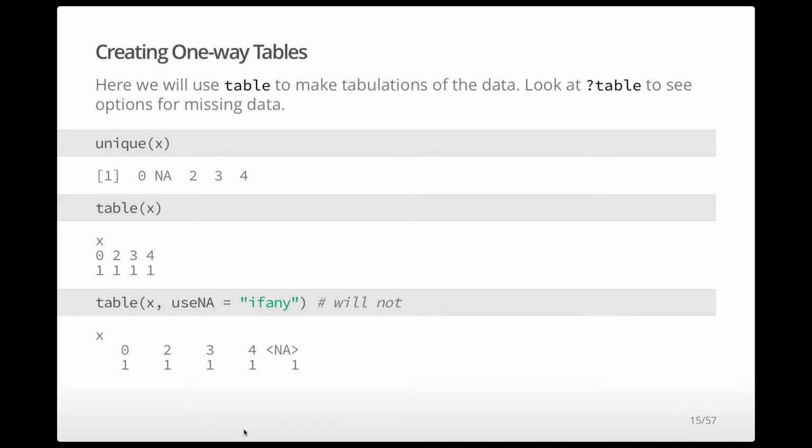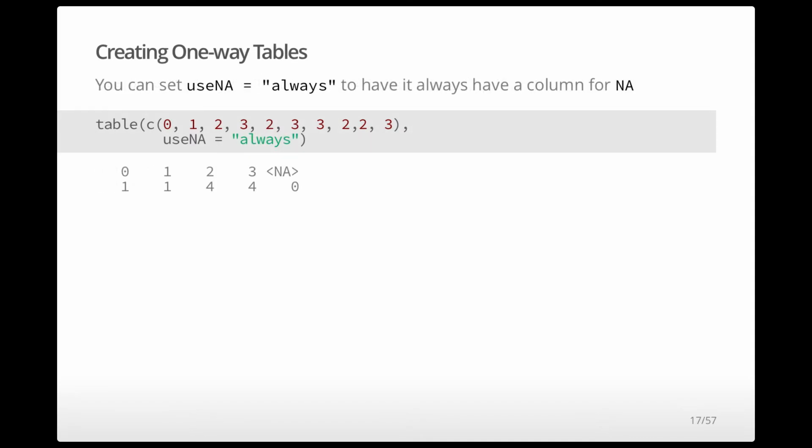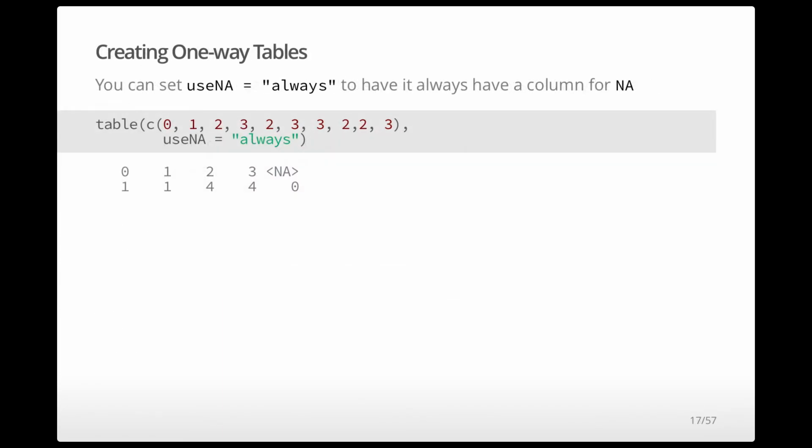We give a crosstab. Use NA if any. This one doesn't have NA. We've already talked about this. Again, use NA equals if any. There are no NAs in here, so there's no column with an NA value here. And if we say use NA equals always, we'll always have an NA column, even if none exist. Okay.